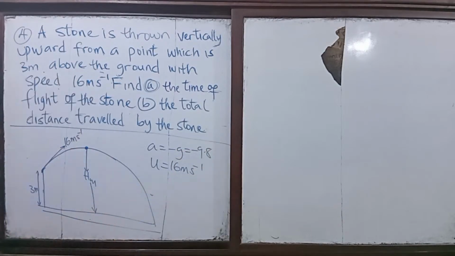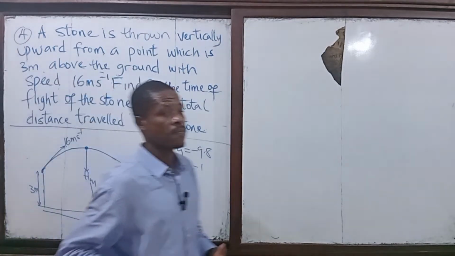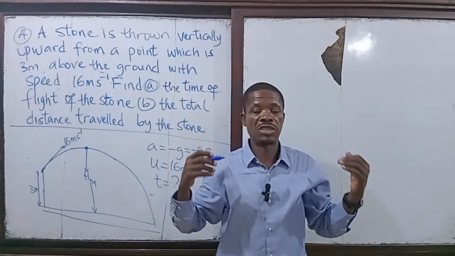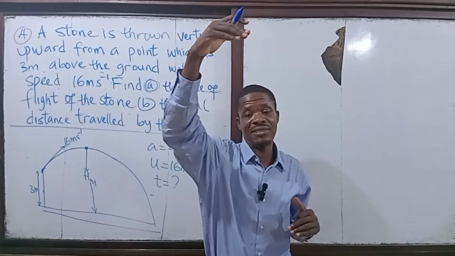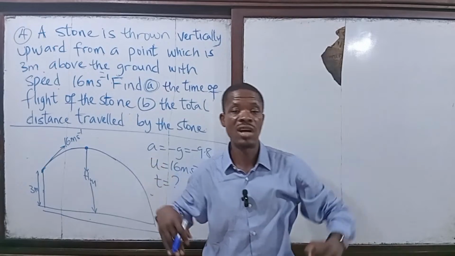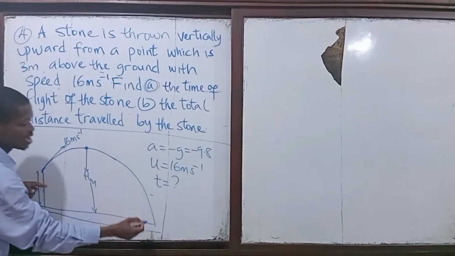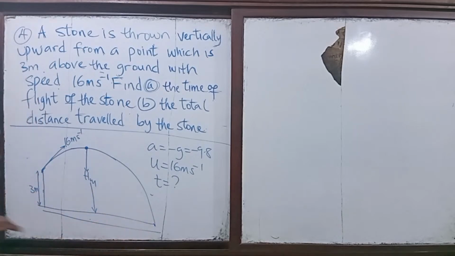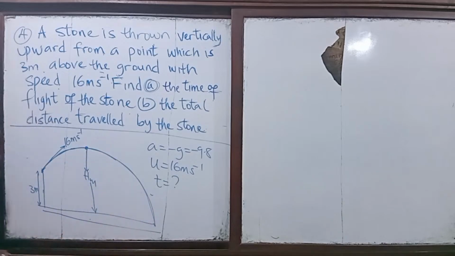What do we need? We want to find the time of flight. If you get the time to reach the maximum height, then the time of flight is 2 times the time to reach the maximum height. So it's just the time that it takes from the point of projection to the horizontal surface. That's the time of flight.